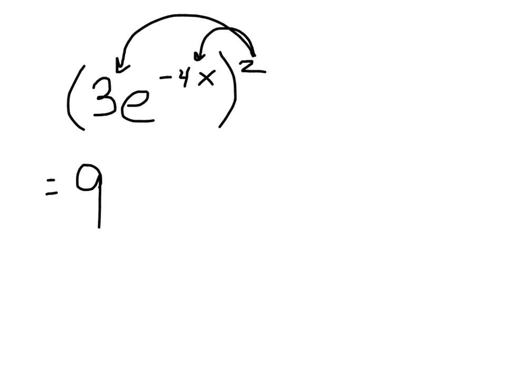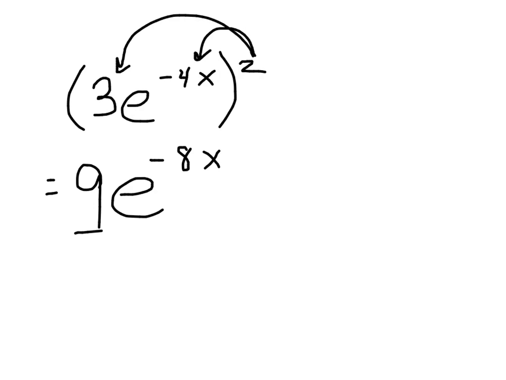Then when you go to here, what do I get when I multiply negative 4x times 2? Negative 8x. Because remember, it's negative 4 times 2. Now, what if I told you you were not allowed to have negative exponents? What would you do then? What part moves?